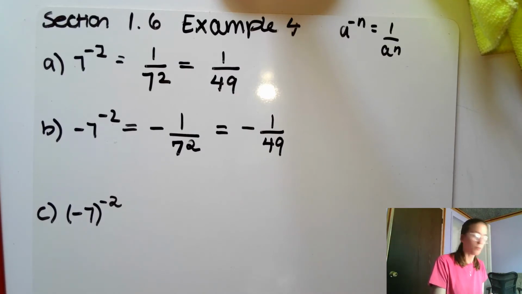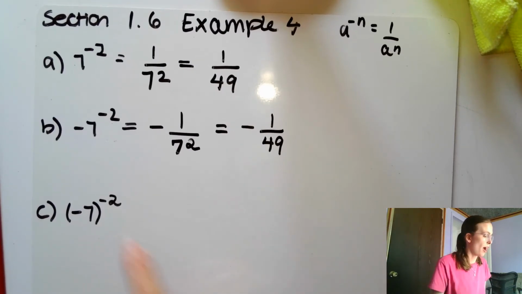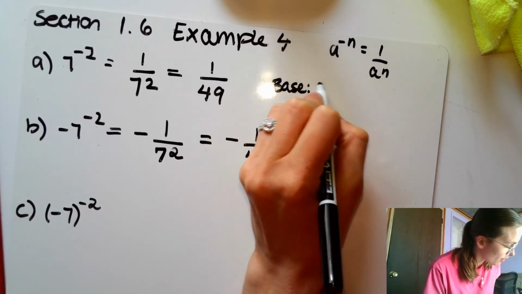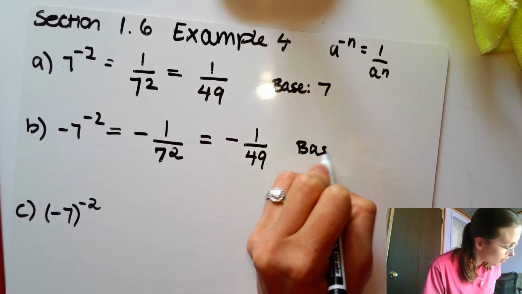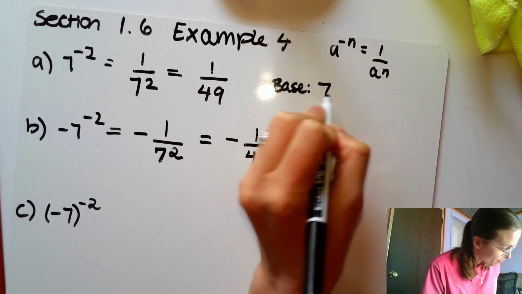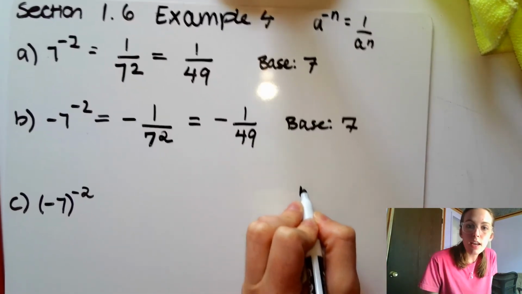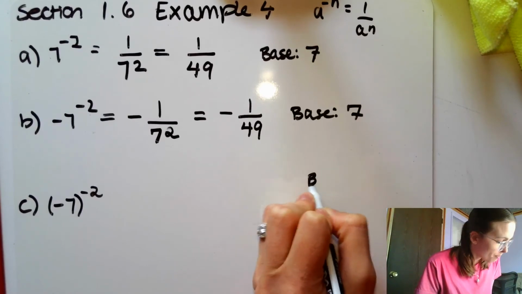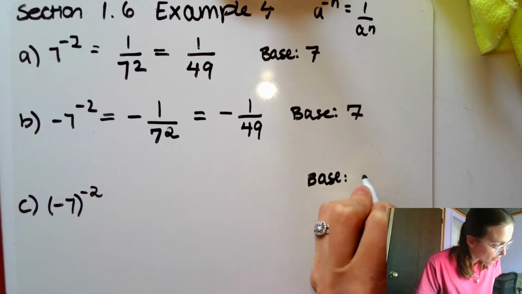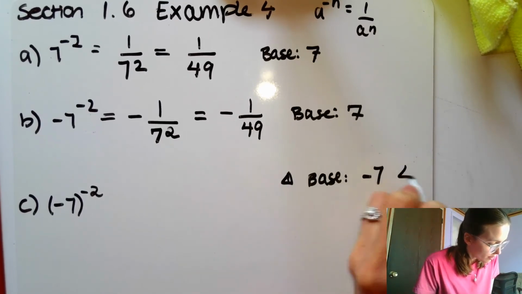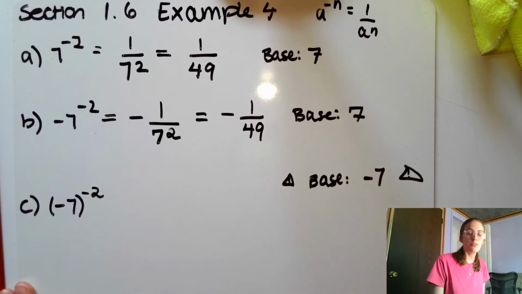Okay, so part C, we've got negative 7 to the negative 2. So the base here, so I'm just going to write, so base here is 7. The base here, again, 7. And then the base in this case is actually negative 7. Yeah, okay. Base negative 7, right? This is different. So this is going to be a little bit different from part B.